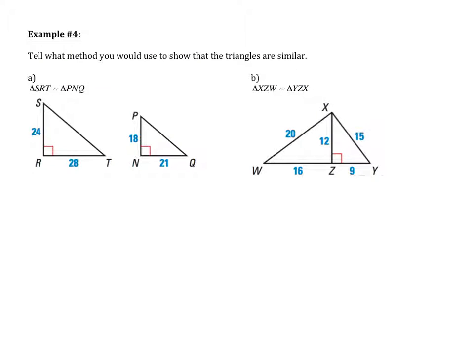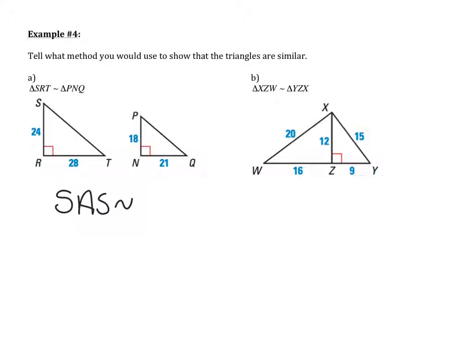And here's our last example, number 4. Tell what method you would use to show that the triangles are similar. So if I want to show that triangle SRT is similar to triangle PNQ, you can see here I have an angle congruent to another angle, then I have 2 pairs of sides that I would prove are proportional using the ratios of the sides. So in this case, I would use side-angle-side similarity.